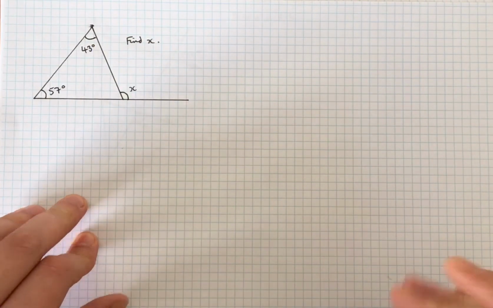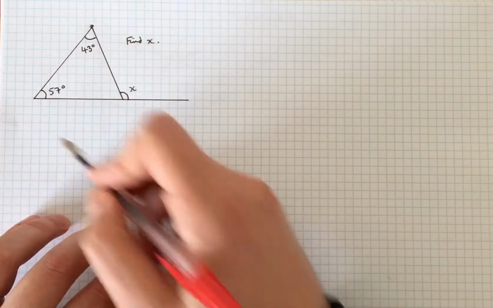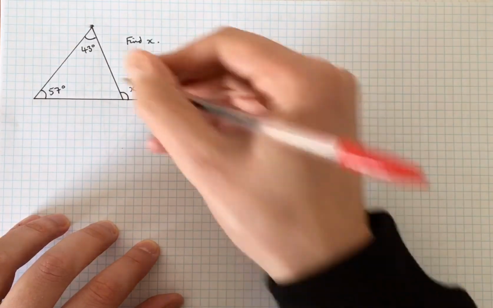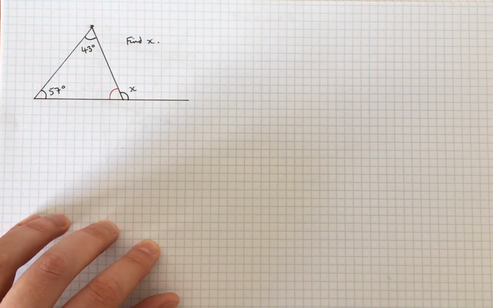Okay, so what we're going to do, and this is my top tip really, is if you are unsure about how to get to the angle you're trying to find, just work out any angle you can. So I would look at this problem and say, well, one thing I can work out is this angle here. Okay, so that's the first thing I'm going to do. I'm going to work out that angle there.